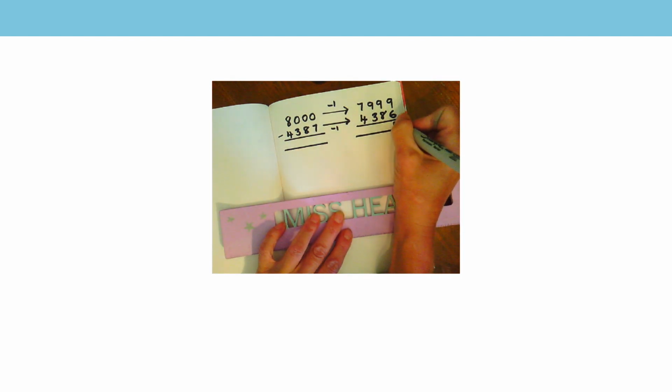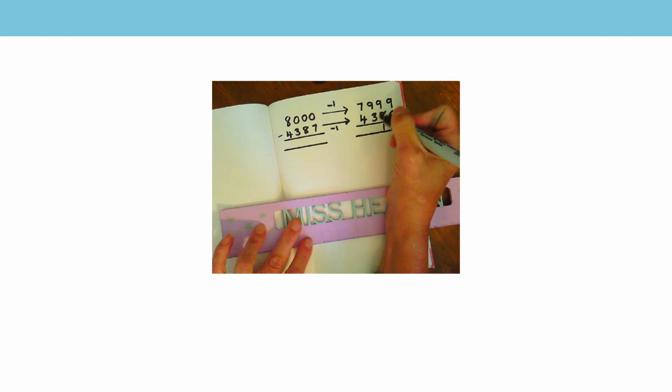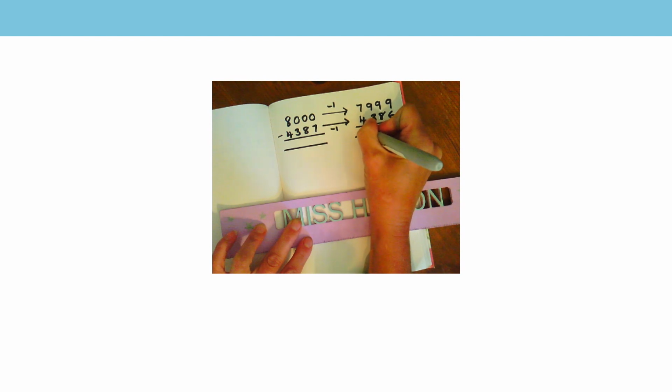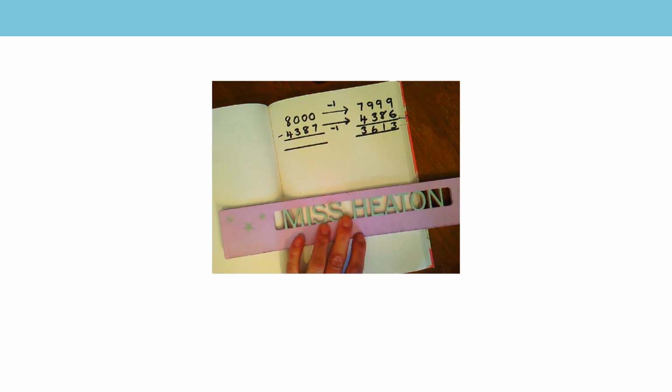And so this is a much easier calculation now, isn't it? 9 ones subtract 6 ones is 3 ones. 9 tens subtract 8 tens is 1 ten. 9 hundreds subtract 3 hundreds is 6 hundreds. And 7 thousands subtract 4 thousands is 3 thousands. Did you get 3,613 for your difference? Well done if you did.